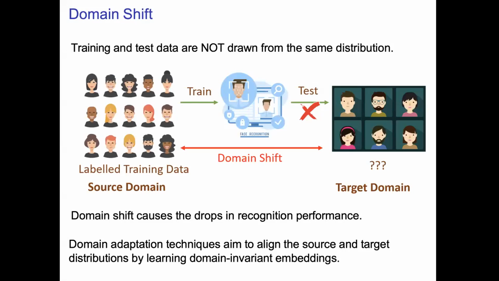Domain shift is a fundamental problem in machine learning, and it arises when the training and test data don't follow similar distributions. The distribution shift can be due to different backgrounds or different styles for the same class of objects, as you see in this figure. Machine learning approaches can hardly handle the domain shift, and so it causes the drop in their recognition performance. Domain adaptation techniques aim to align the source and target distributions by learning domain invariant embeddings, so to tackle the domain shift problem.